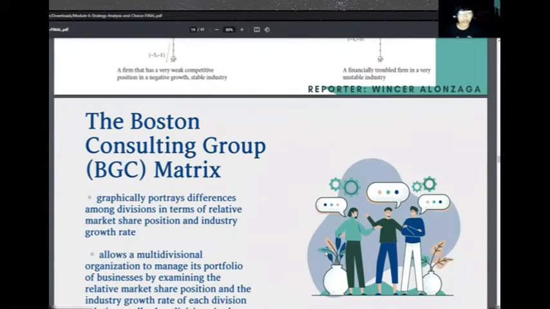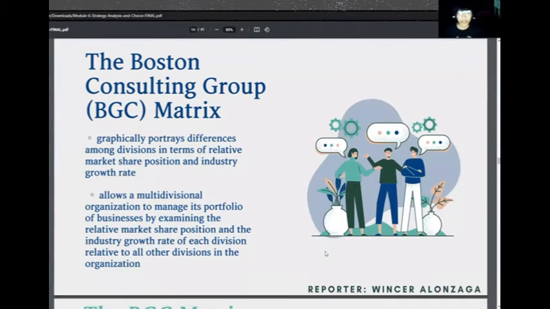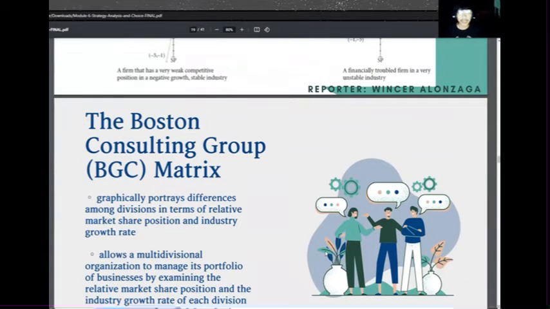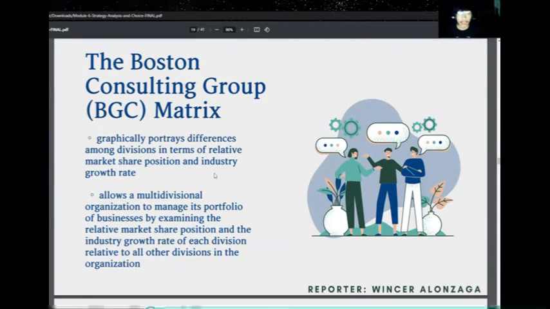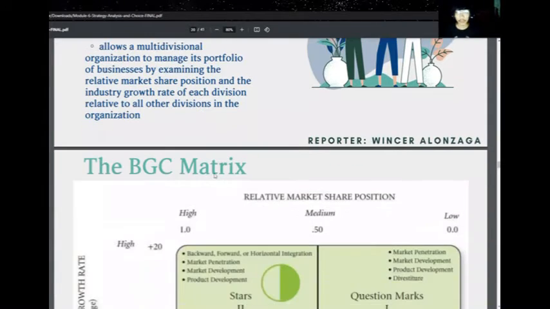Next, we have the Boston Consulting Group matrix, or BCG matrix. It is also called the growth-share matrix. It graphically portrays differences among divisions in terms of relative market share position and industry growth rate. It allows a multi-divisional organization to manage its portfolio of businesses by examining the relative market share position and the industry growth rate of each division relative to all other divisions in the organization. So we have here a graph for which the BCG matrix is all about.